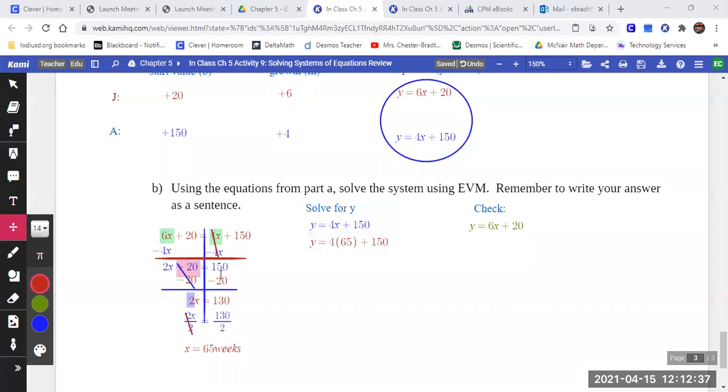Okay, so go do the multiplication. Use your calculator. 4 times 65, we're finding the money now. We found out how many weeks it would take for them to be equal. Now we're going to figure out how much money it is at that point. Okay, 260 plus the 150 that we already have. What are we going to get?